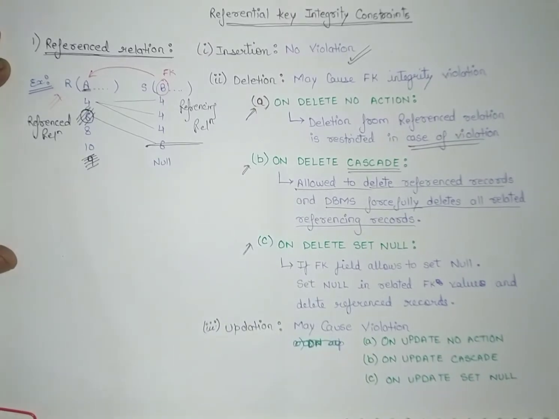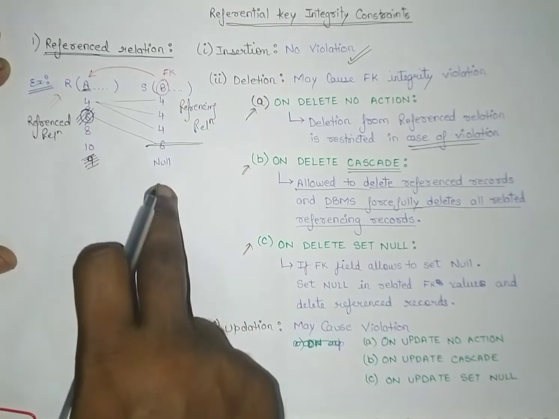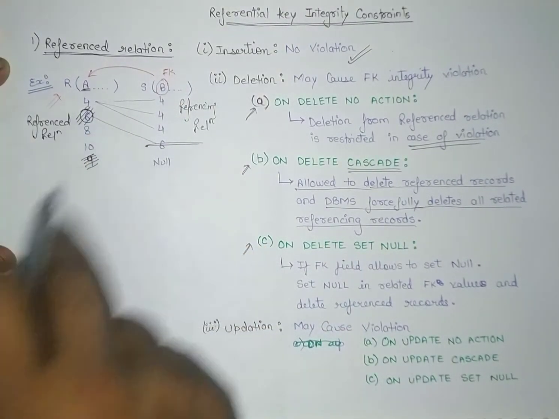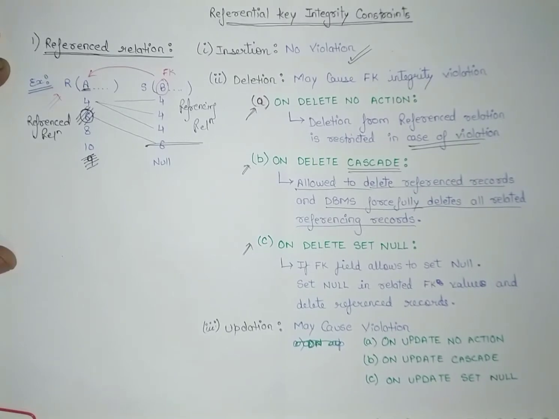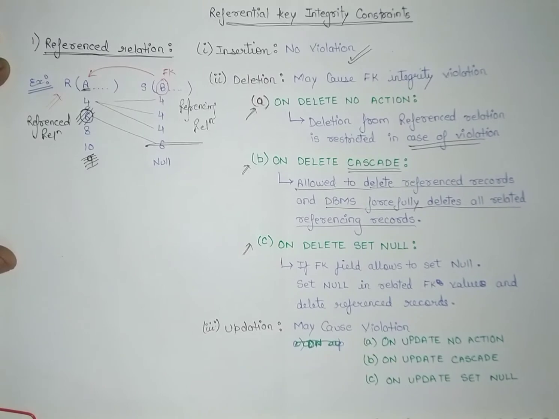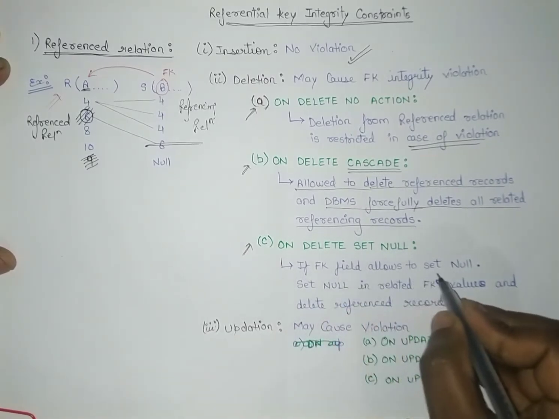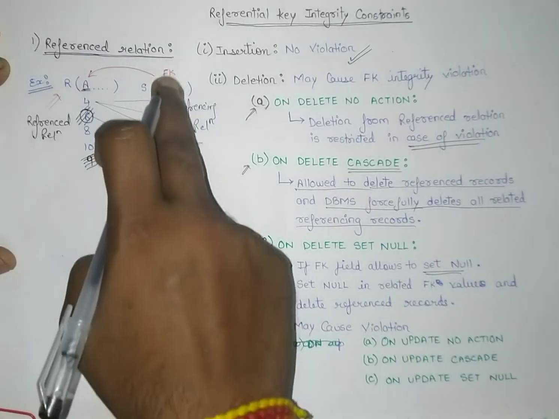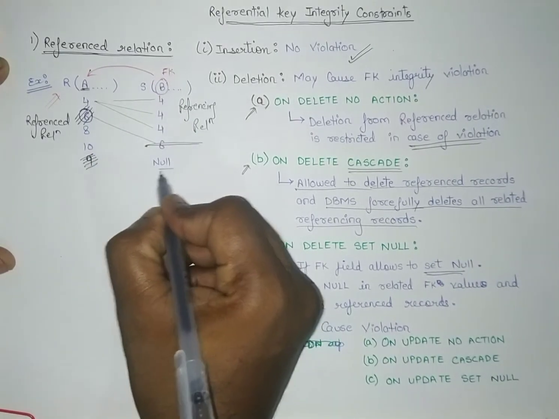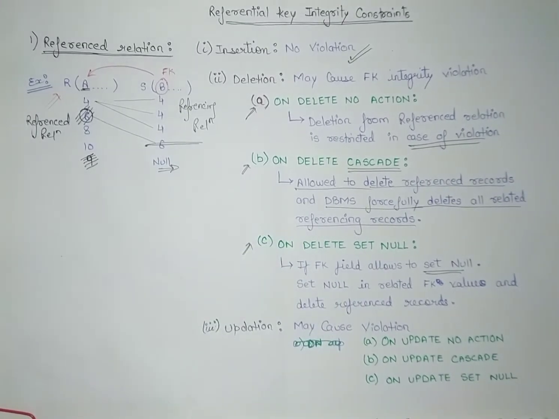Now the third procedure is on delete set null. That means if you do not want to lose the data in the referencing relation, we can go with the third option, which is on delete set null. In this, if the foreign key field is allowed to set null, yes, it is allowed to set null. Whether set null is allowed or not depends on the process when we are defining the attribute.